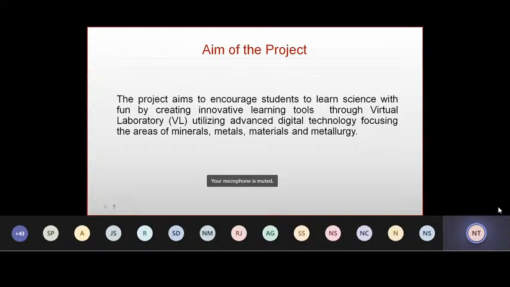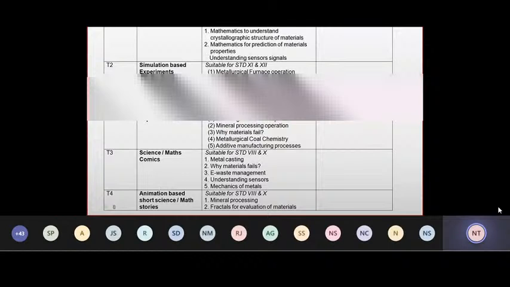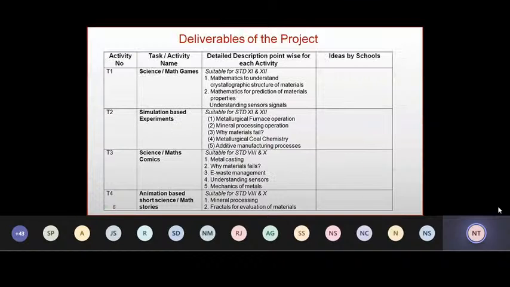Now, what are the deliverables of the project? I'm going straight to the deliverables. One is the science activity and task. You can see the activity: science and maths games. And there, what we thought as scientists, because I belong to NML, and I discussed with my colleagues here, is what kind of thing we can do which can be suitable for classes 11 and 12.